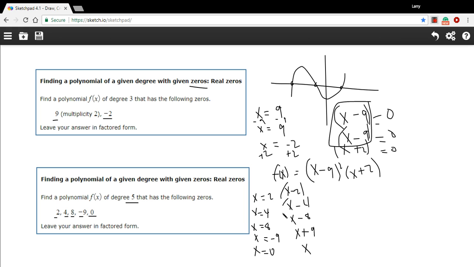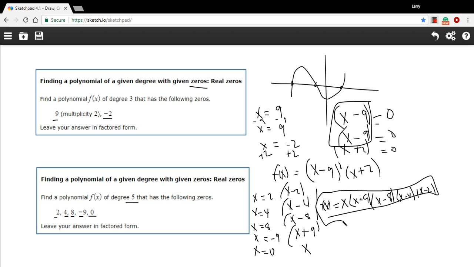So these guys are our factors. So I'm throwing some parentheses around them. And then we just line them up, multiply them together. So x times x plus 9 times x minus 8 times x minus 4 times x minus 2. This is our function f of x. So that is how to write a function in factored form when you're given the zeros and the degree of the function.